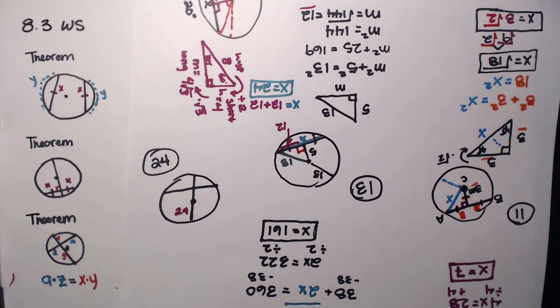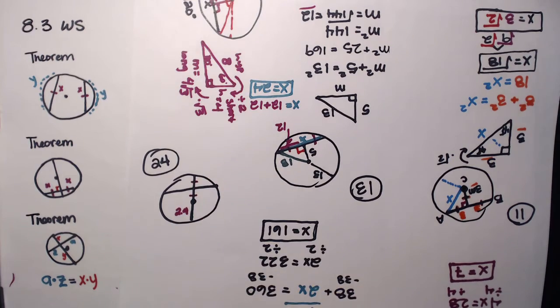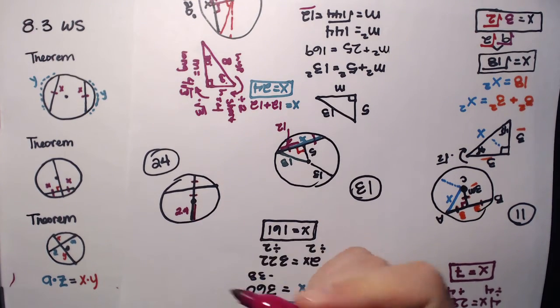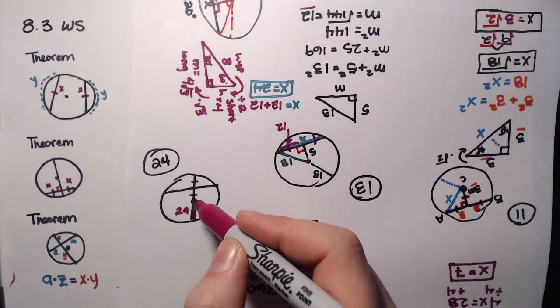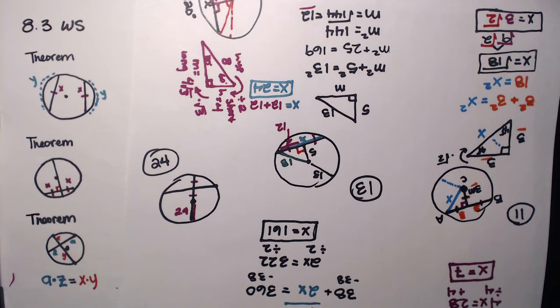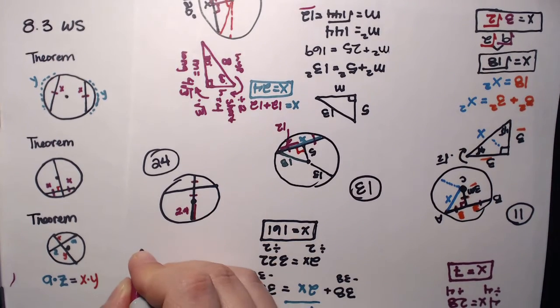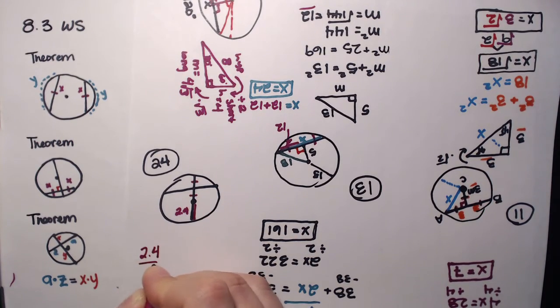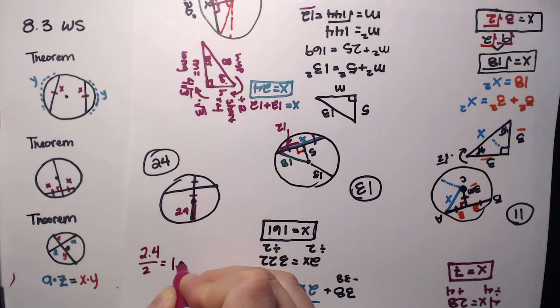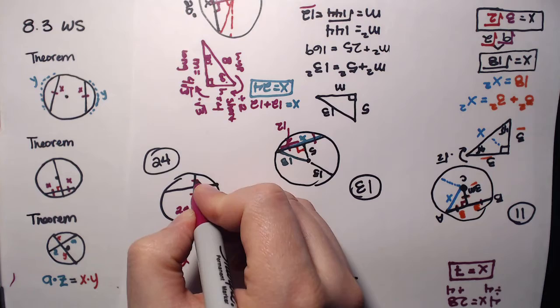Okay, so that piece is 2.4. And then it says that this piece and this piece are the same. Well, if this is 2.4, that's the radius of the circle, this whole thing has to be 2.4. Well, if that whole thing has to be 2.4 and it's being divided into 2 equal parts, each of those has to be 1.2. So this is 1.2 and this is 1.2.